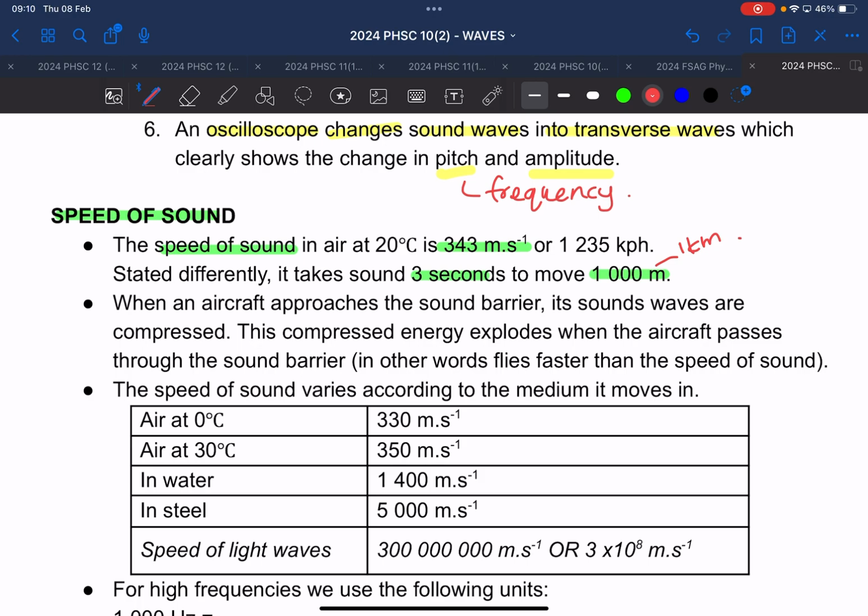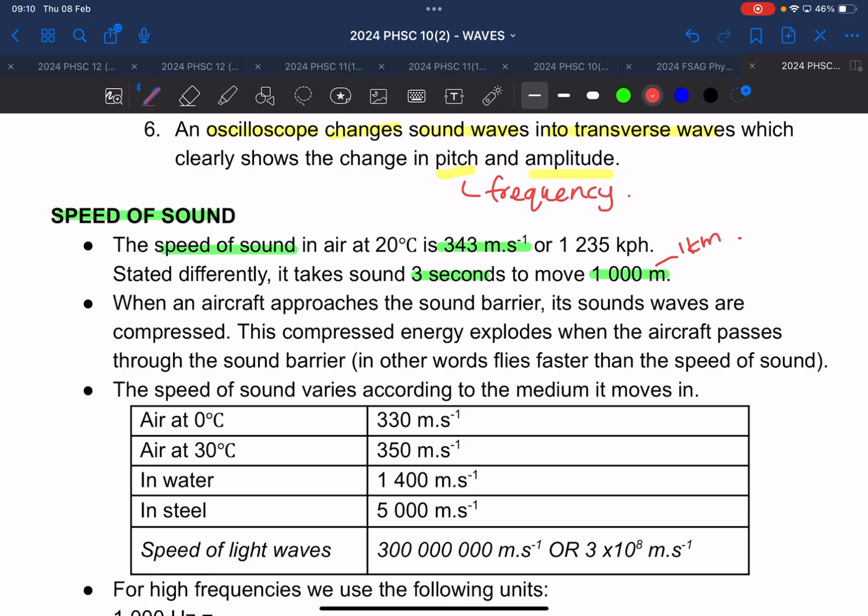Okay, so if there's thunder and lightning, if you see lightning, then you can start counting 1, 2, 3, 4, 5, 6. For every 3 seconds that you count before you hear the sound, it's 1 kilometer away from you. So if you see the lightning and you count 1, 2, 3, and then you hear the sound, then you know that lightning strike was 1 kilometer away from where you are standing. Okay, so that's another way of thinking about it. It moves 1,000 meters or 1 kilometer in 3 seconds.